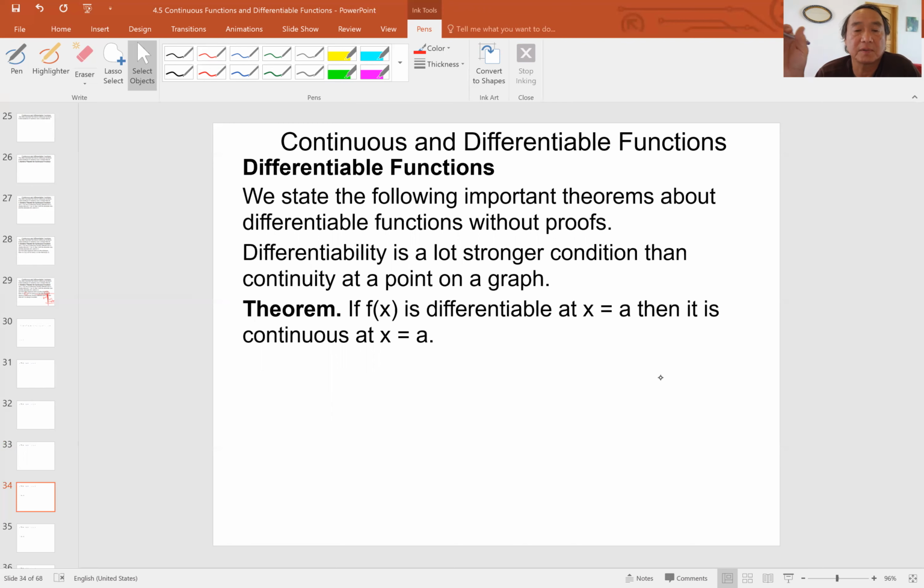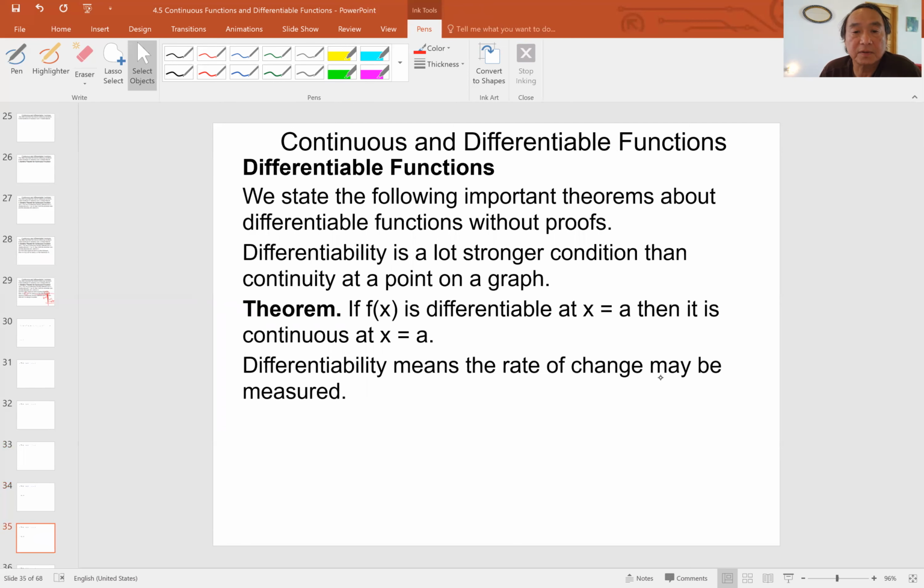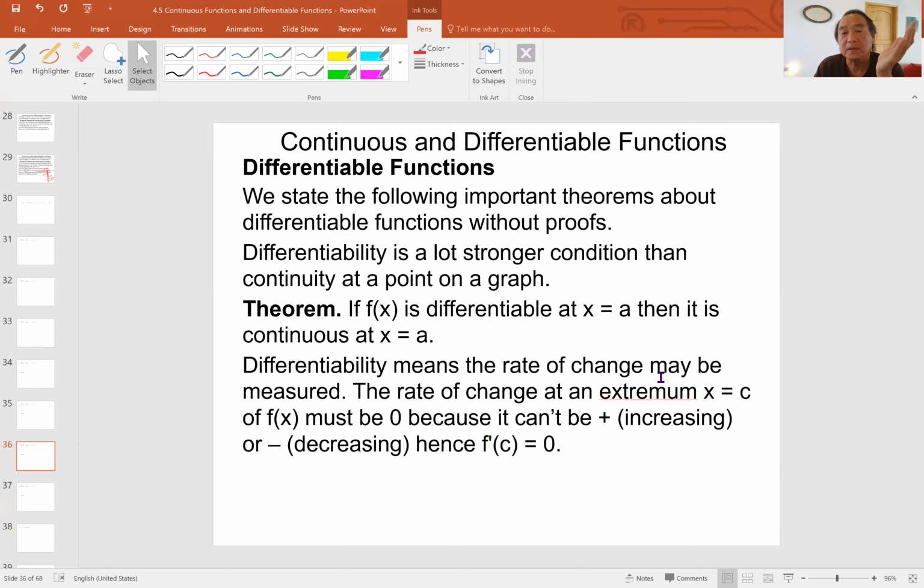Continuous means it passes through, not broken. But being differentiable means not only not broken, it has to be nice and smooth. You can take the derivative at that point. In particular, it means that the rate of change can be measured.